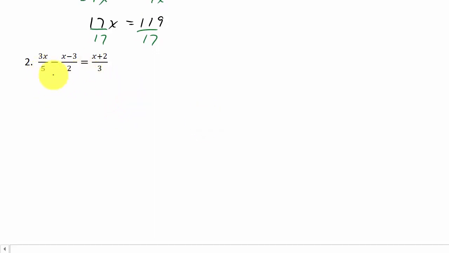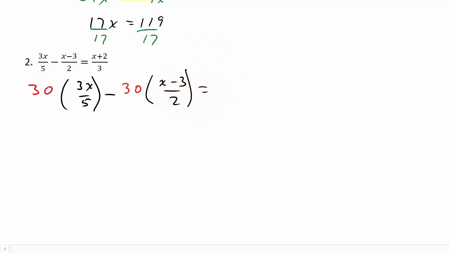Alright, so let's look at this. We've got 5, 2, and 3, so we need a common denominator. Looks like 30, doesn't it? So the common denominator is 30, and I'm going to multiply 30 to each term. So I've got 30 times 3x over 5 minus 30 times x minus 3 over 2 equals 30 times x plus 2 over 3. So I multiplied each term by the common denominator.